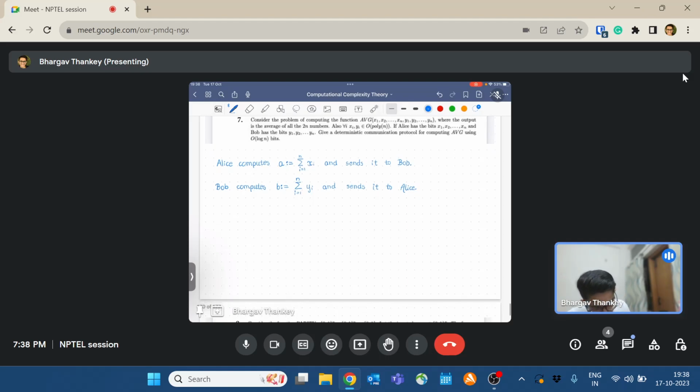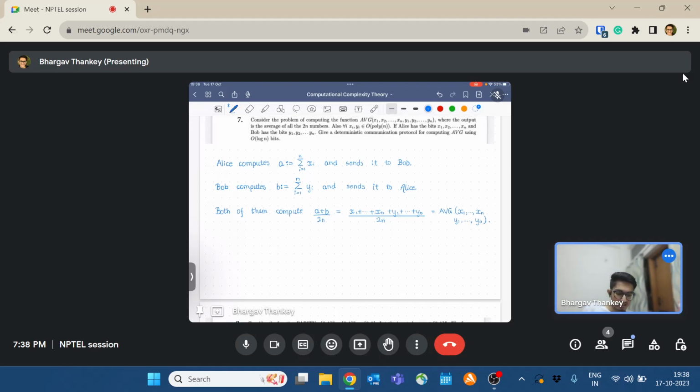Okay, and once both of them have this, both of them compute (A plus B) over 2n, which is (x1 plus ... plus xn plus y1 plus ... plus yn) over 2n, which is the average. Yes, this protocol is correct.